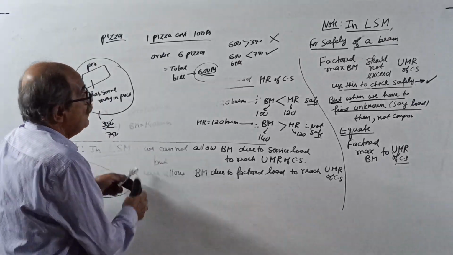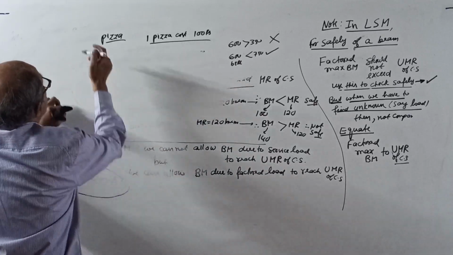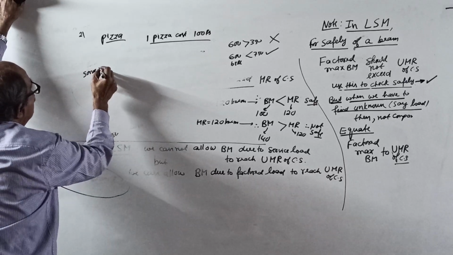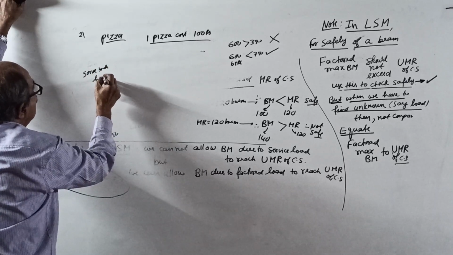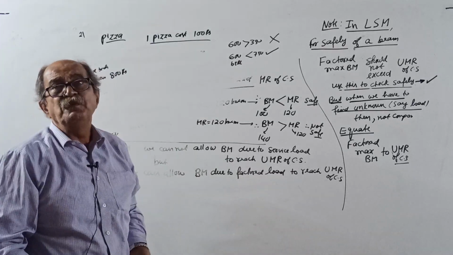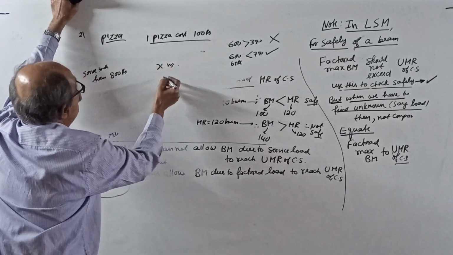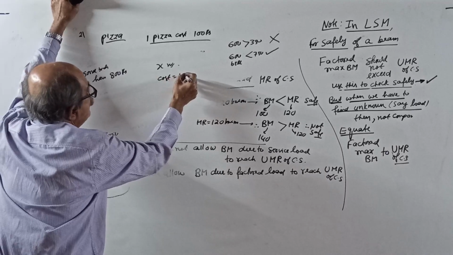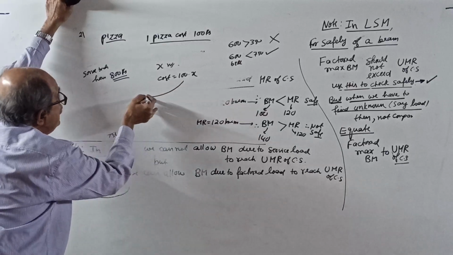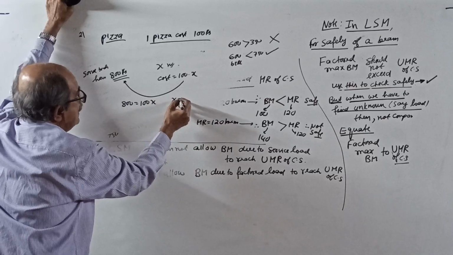Now, second one, finding unknown. Okay, see, now, second example, one pizza costs 100 rupees. Somebody is having 800 rupees. He wants to calculate what is the maximum number of pizzas he can buy. Let it be X number. Then what to do? Cost equal to 100 rupees into X. Money is 800. What do you do now? Now not compare. Now equate. So 800 rupees equal to 100 into X. Your X will come 8.